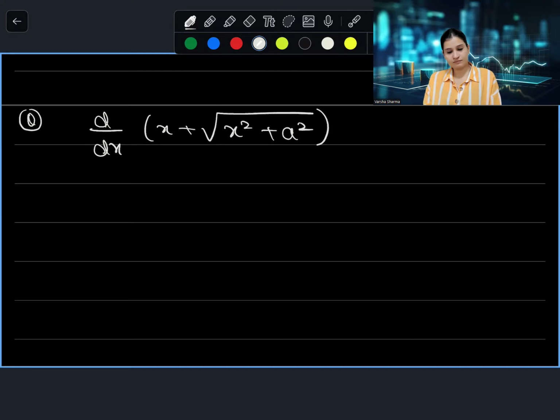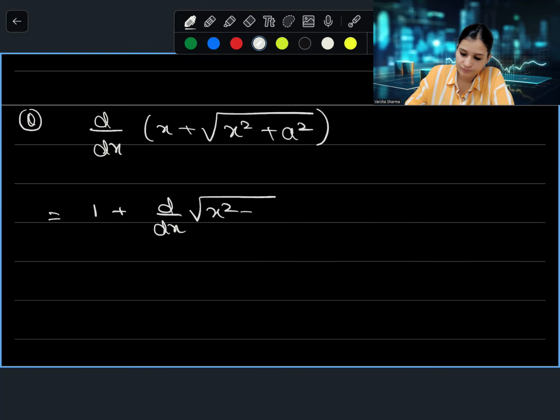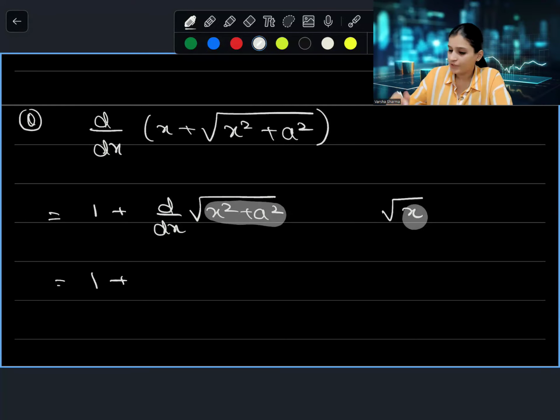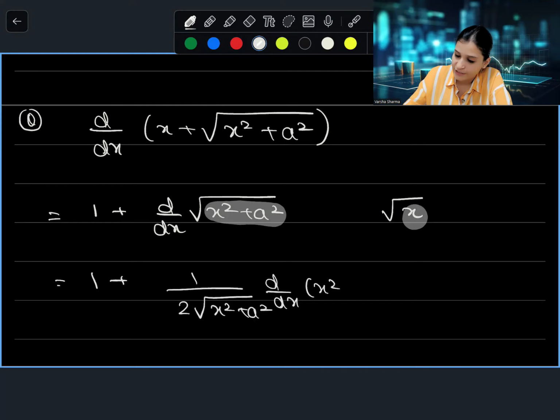The answer is x by root of x square plus a square. I said 1 plus 2x by 2 into root of x square plus a square. First plus, so individual differentiation. Differentiation of x is 1, plus the differentiation of this term. Now this term will be treated as root x, and instead of x, we have x square plus a. Now this one has no role to play with the second term. Differentiation of root x is 1 upon 2 root x into differentiation of the term written instead of x.